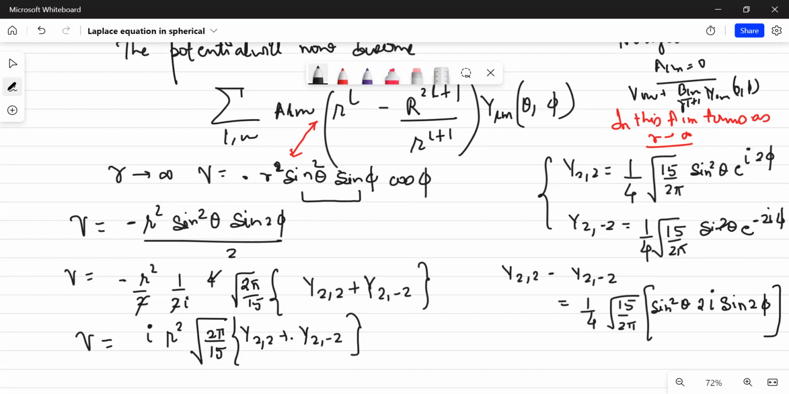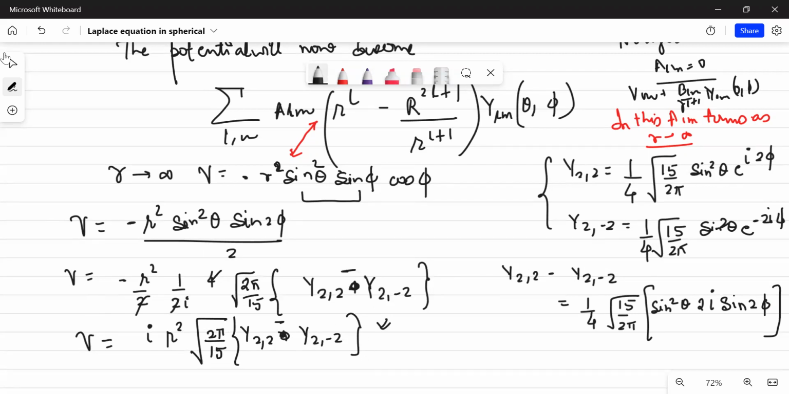This is my potential, which is equal to iota r square root over 2 pi upon 15 times y22 and y2 minus 2. Okay, sorry, this is minus now. And subtract. Sorry, minus. Okay, so this is how it is. This is fine. So this is the potential anywhere in the space.